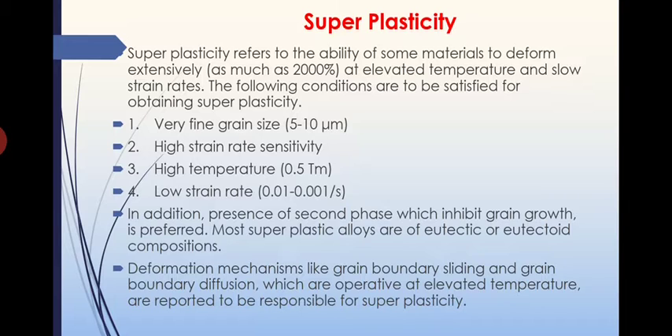Superplasticity means deformation. We know that some materials will not deform at all. That is what is called brittle. Some materials will have slight deformation, and some are having much higher deformation. So the materials which have very high deformation properties are usually known as superplastic.